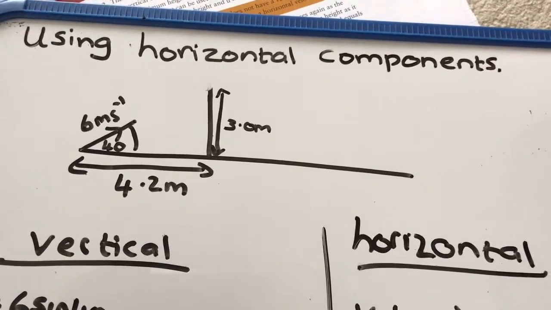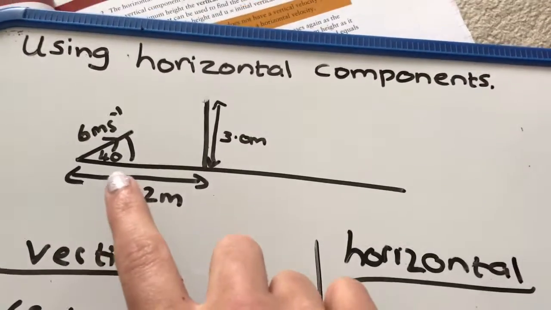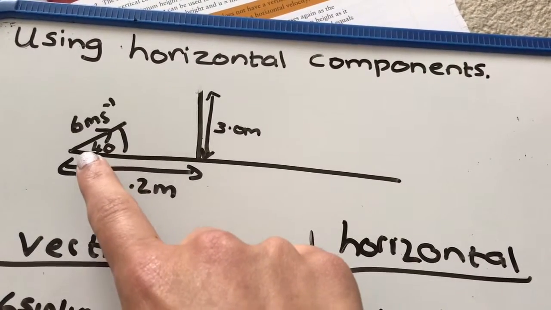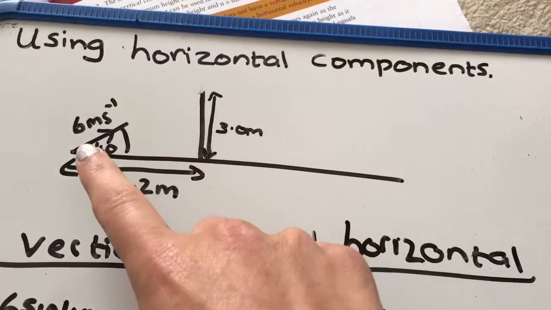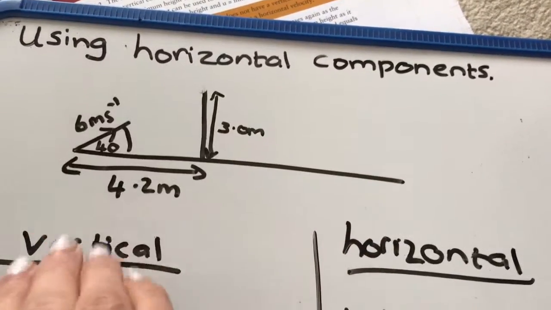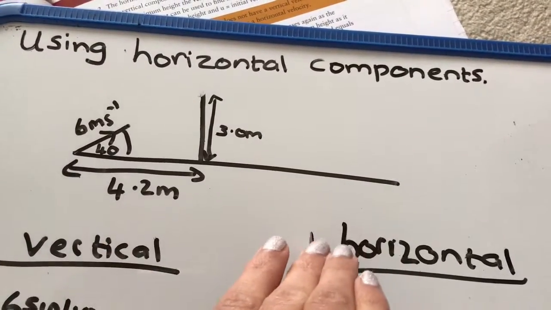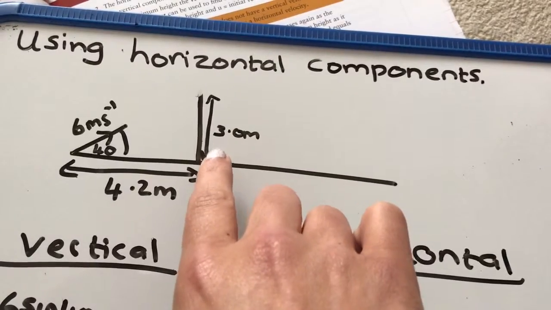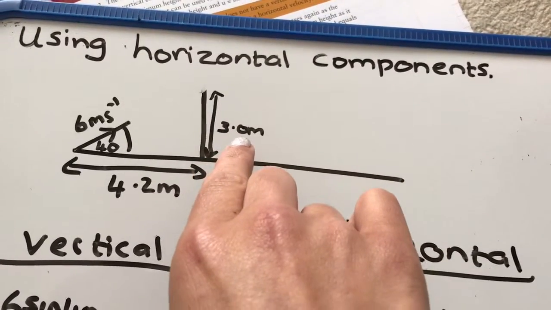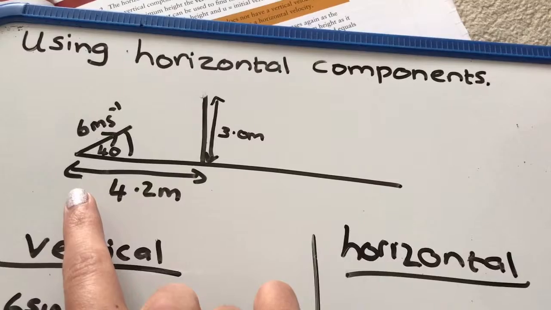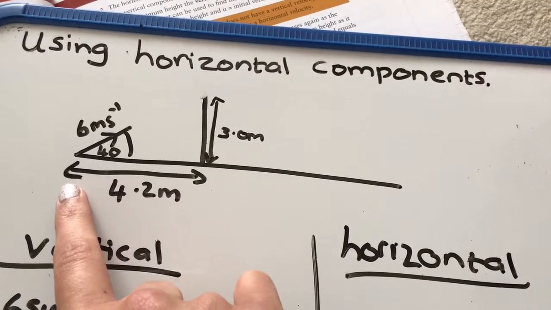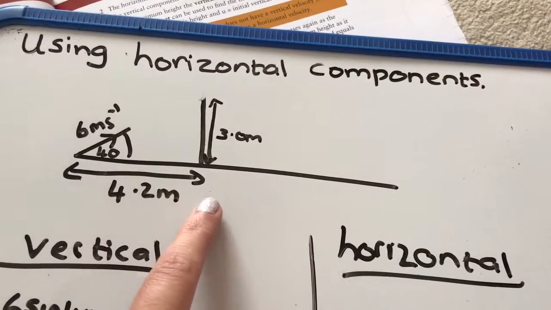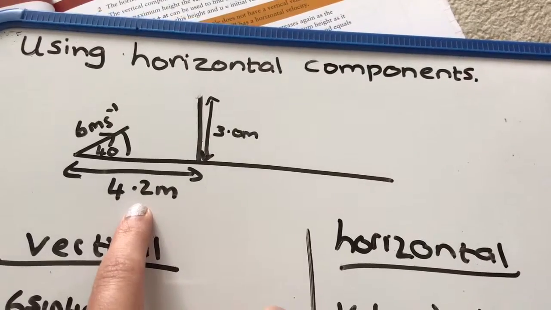So if I'm looking at this, we know that it's being fired at an angle, so it's moving both vertically up and horizontally across. We know the vertical height of this fence is 3 meters, and we know that the distance from where the object was thrown to the fence is 4.2 meters.